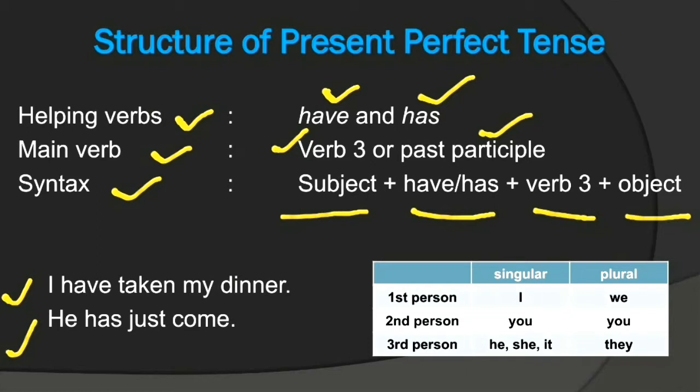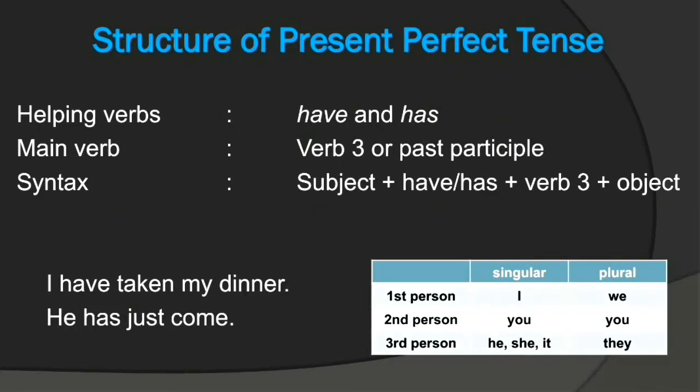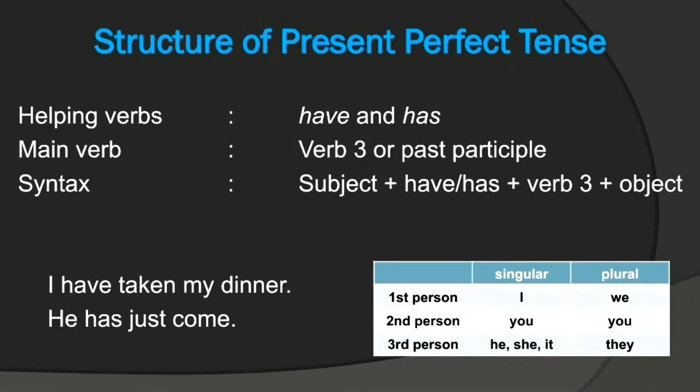In the first example, I is the subject, which is first person singular, with which have is used. And in the second example, he is the subject, which is third person singular, with which has is used. If the subject is third person singular, has is used. Apart from third person singular, with all other subjects, helping verb have is used. To know the rules of different tenses, we must have acquaintance with the table of personal pronouns. Here is the table, you can see.